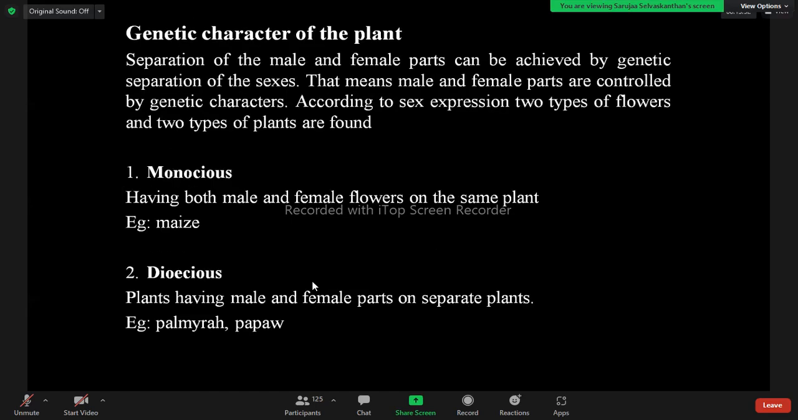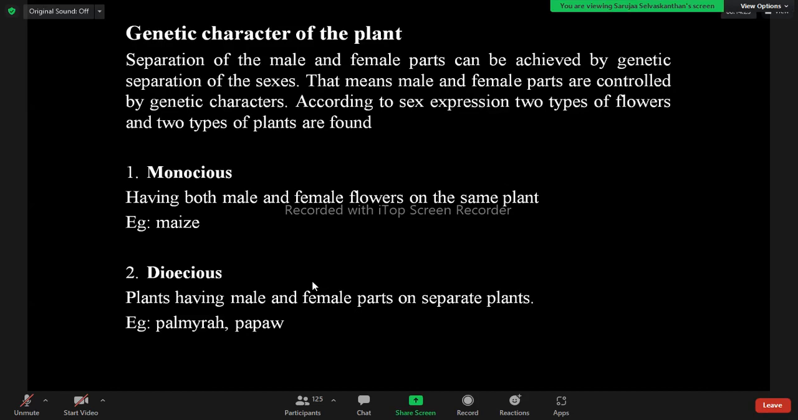And the genetic characters of the plant: how do hormones and genetic characters influence flowering? The separation of male and female parts can be achieved by genetic separation of the sexes. That means male and female parts are controlled by genetic characters. According to sex expression, two types of flowers and two types of plants are found. Then we are going to study monoecious and dioecious plants.